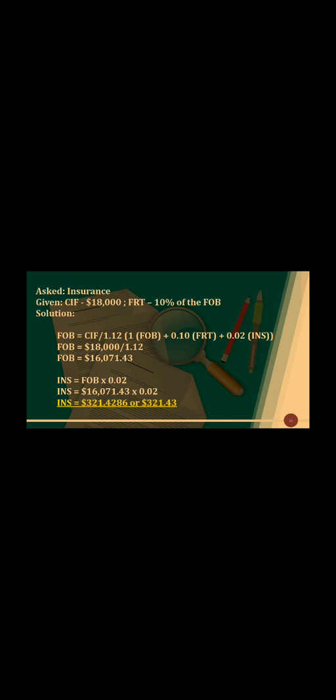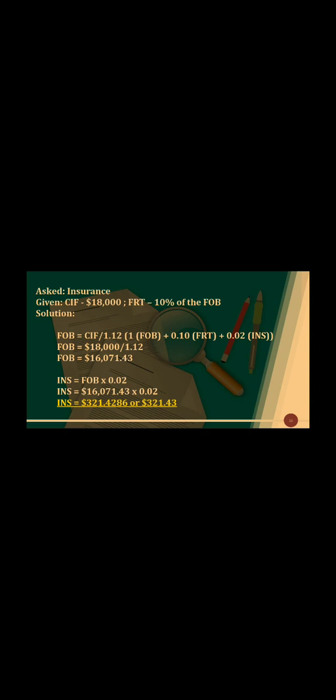And here's the solution. First, we need to get the FOB, and in order to get the FOB, we need to divide CIF by 1.12. Why 1.12? It's because 1 from the FOB, which is 100%, plus the freight, which is 10% of the FOB, plus 2% for the insurance. So that is why it is 1.12. So FOB is equal to $18,000 divided by 1.12, which is $16,071.43. That would be our FOB.